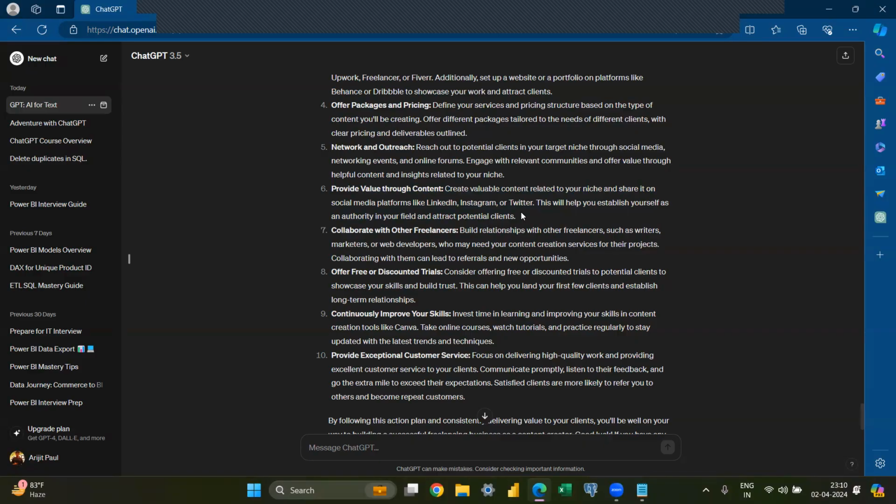It's important to provide value through content because content is king. There's a saying which I deeply believe in, and definitely content is very much important to give value. Collaborate with other freelancers. Build relationships with other freelancers such as writers, marketers, or web developers. Offer free or discounted trials.